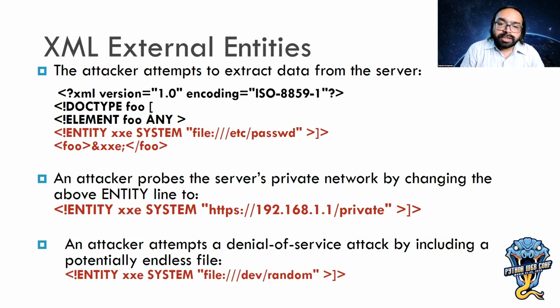Similarly, an attacker can probe the server's private network by changing the entity line to a private IP address or a private folder which is restricted. Then an attacker can also perform a denial of service attack by including a potentially endless file. It's a random file whose content never ends. It's an endless file.